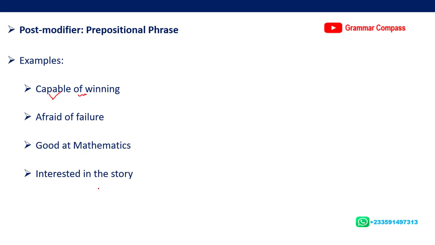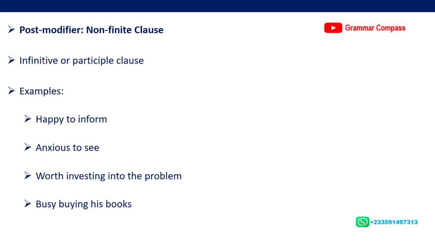Interested in the story. We have an adjective head which is qualified by a prepositional phrase in the story. So these are instances where the prepositional phrase serves as qualifiers in the adjective phrase. They come after the adjective head. Now, we mentioned earlier that the adjective head can also be post-modified by clauses. The two main kinds of clauses that can qualify the adjective head are the non-finite and the finite clauses.